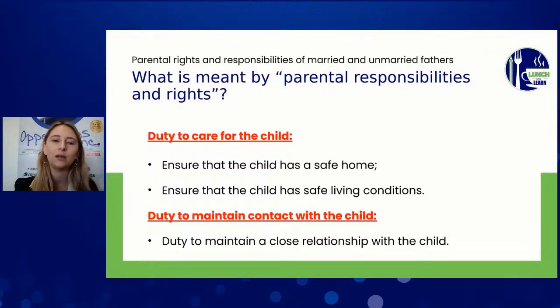Then we have the duty to maintain contact with the child. So the child has a right to have contact with both parents. The child has a right to maintain a close and healthy relationship with both of their parents. And then also vice versa, the parents have a right to have contact with their child. And contact cannot be unreasonably withheld from the other parent. So this will be a criminal offense because the parent has a right to have contact with their child.